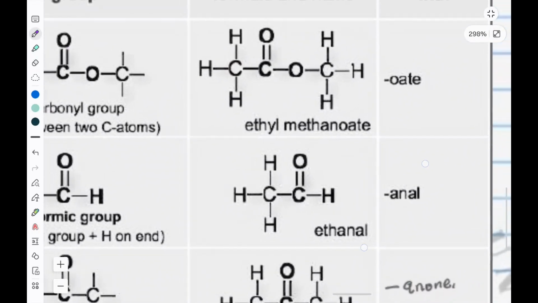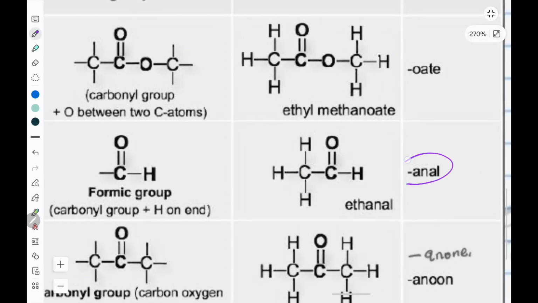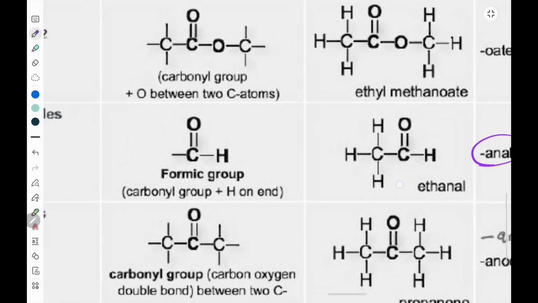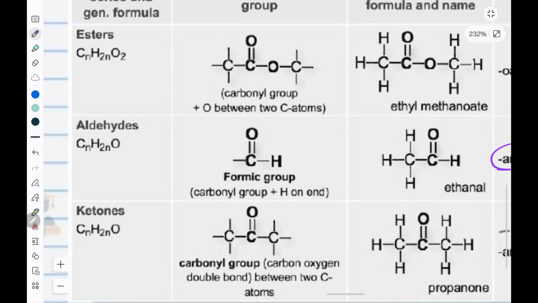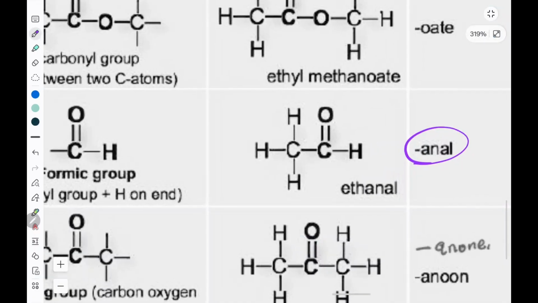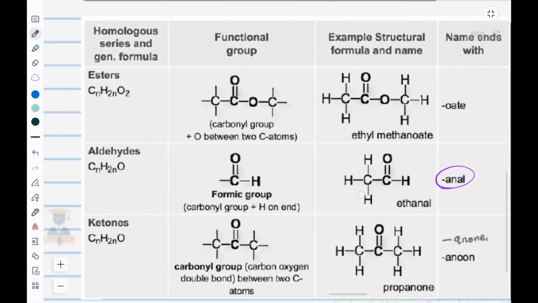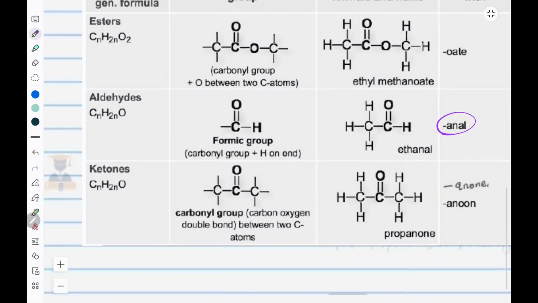Sorry, for the aldehydes, their suffix is "anal". So ethanal is a great example of aldehydes. It's anal, anal, anal. So that's their suffix, okay? And then we have ketones.